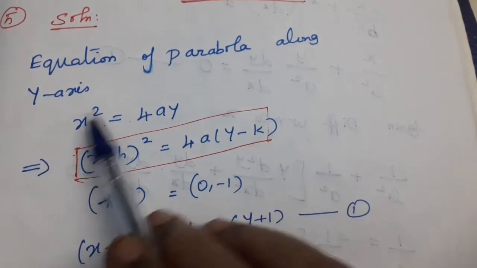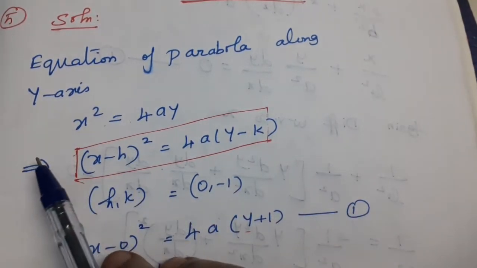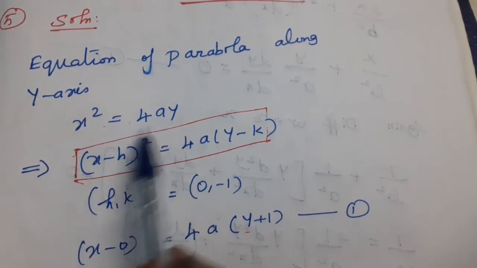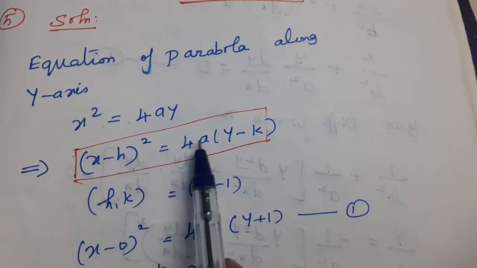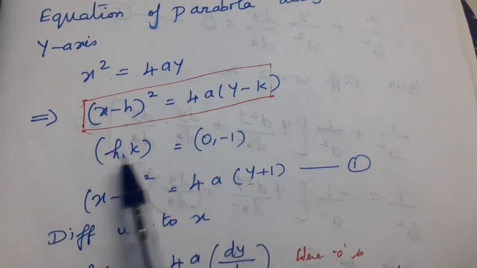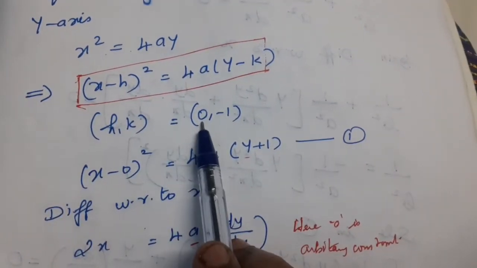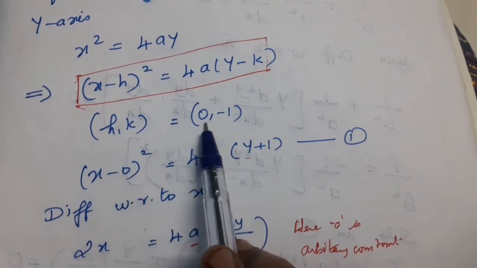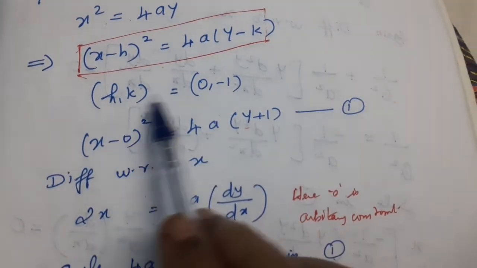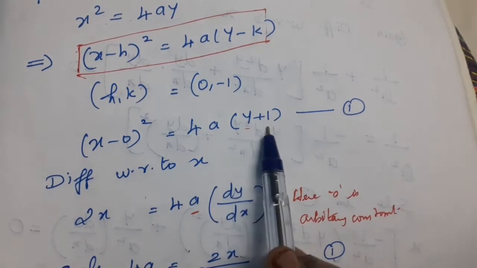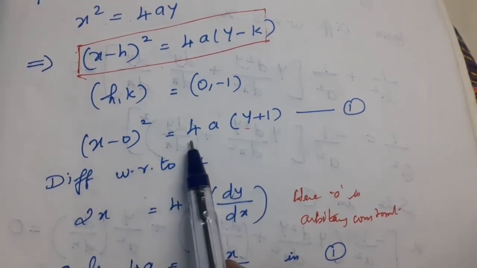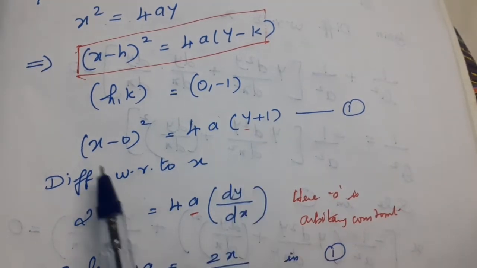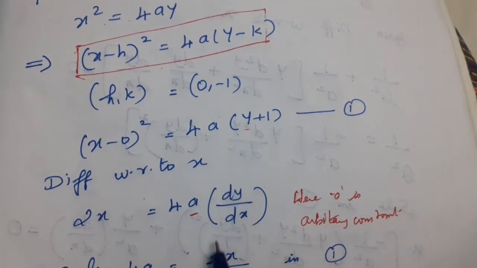See the solution for the fifth sum. Equation of the parabola along the x-axis is y square equal to 4ax. Here it is the y-axis, so x square equal to 4ay. What is the formula? (x minus h) the whole square equal to 4a into (y minus k), where (h, k) is the vertex, given as (0, minus 1). Substitute h as 0 and k as minus 1. We get (x minus 0) the whole square equal to 4a into (y minus of minus 1). Minus of minus is plus 1. So x square equal to 4a into (y plus 1).